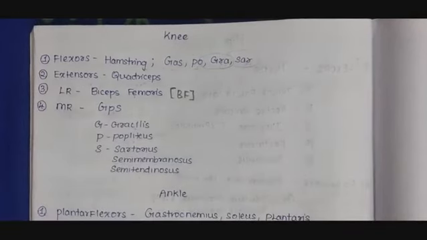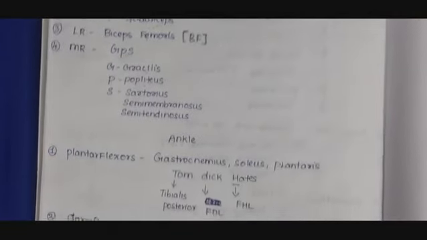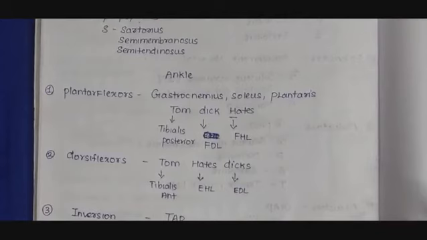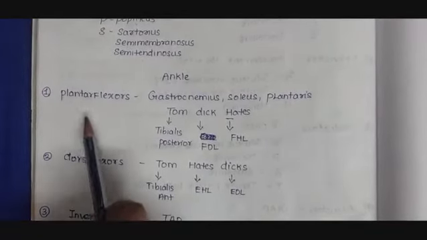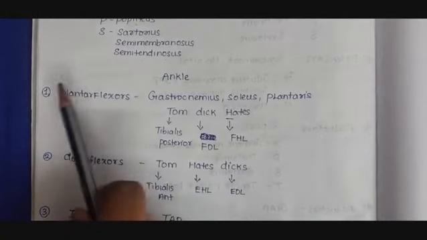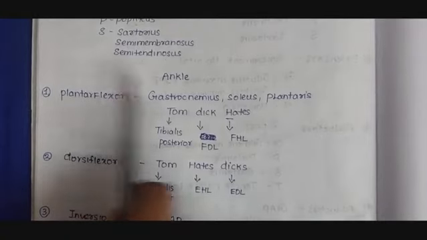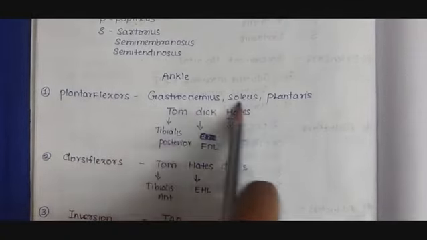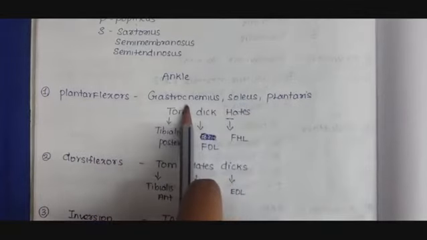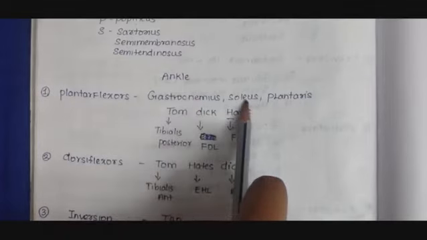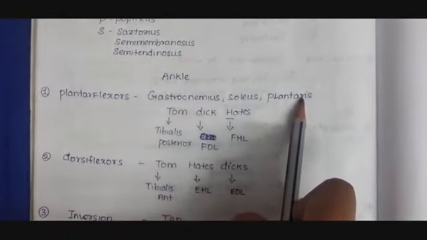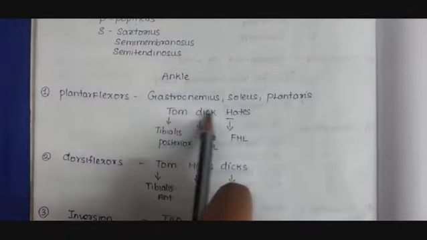Okay. Now let us discuss the muscles of the ankle, which are plantar flexors and dorsiflexors, in BETAS and EVITAS. First, let us discuss the plantar flexors. In order to remember the plantar flexors, very easy. These 3 muscles are the primary muscles: gastrocnemius muscle, which has 2 heads, namely medial head and lateral head, soleus muscle and plantaris muscle. In addition to that, you have to remember this: Tom, Dick and Harry.